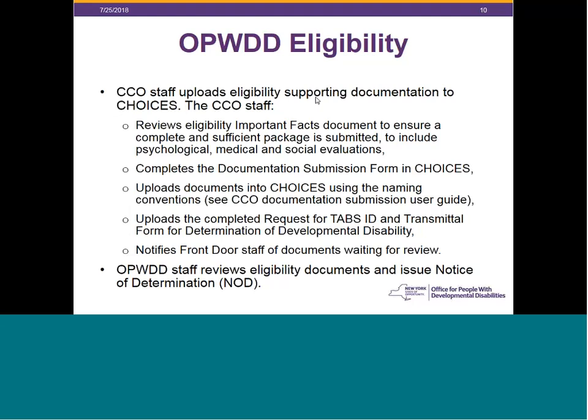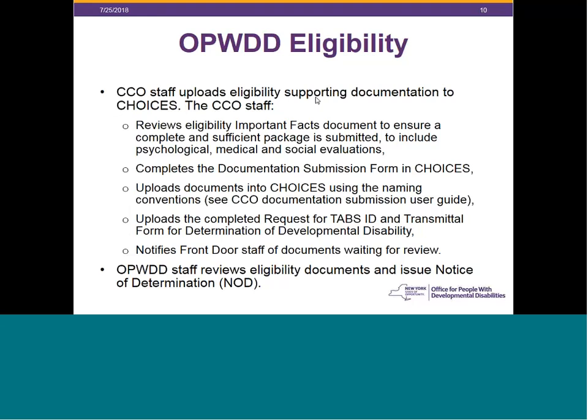So you upload those documents into choices. You need to use the naming conventions. You can review the CCO documentation submission user guide. It speaks to how to create this form and the various naming conventions that are associated with the documents that you will be submitting and how to make that link.